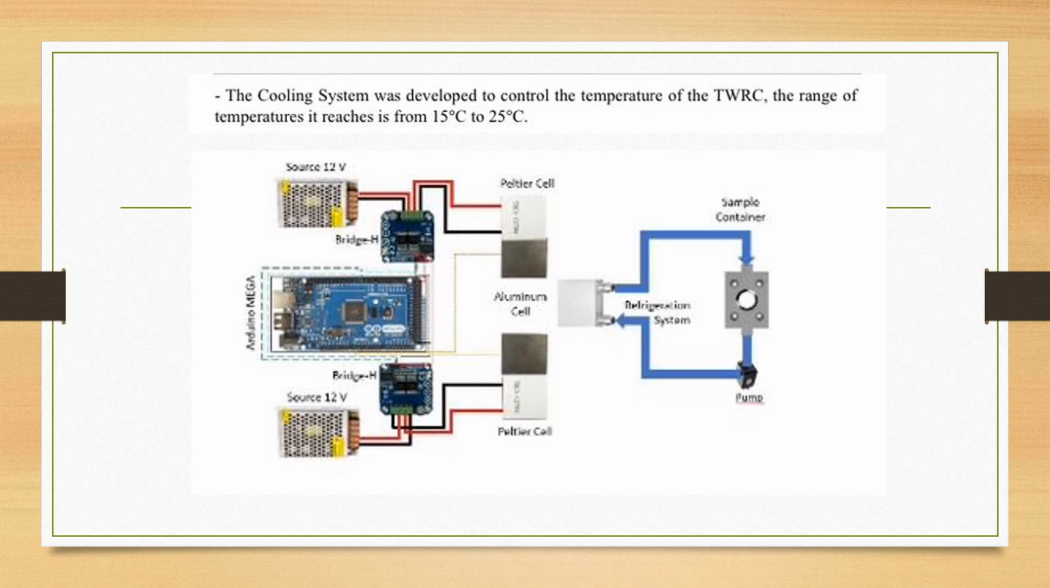In this slide, the cooler system is shown. We use an Arduino Mega and Peltier cells, with an H bridge. The H bridge is used to change the voltage of the Peltier cell, and we can cool or heat the system. On the right-hand side we have the sample container. It is put inside the thermal wave resonator cavity system. Then we circulate water and we can change the temperature of our samples.